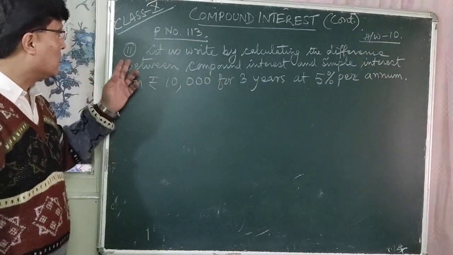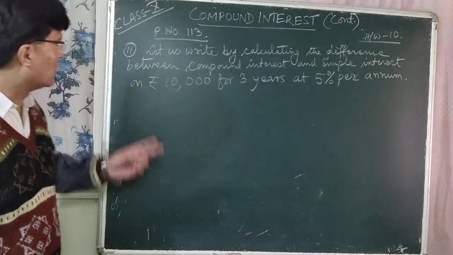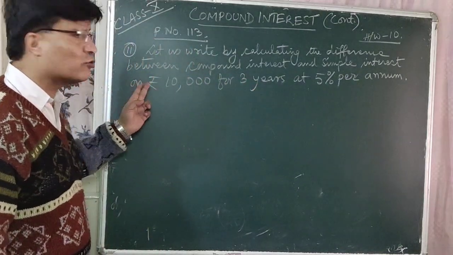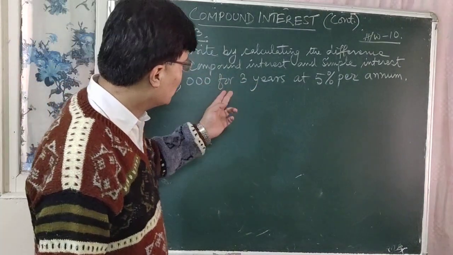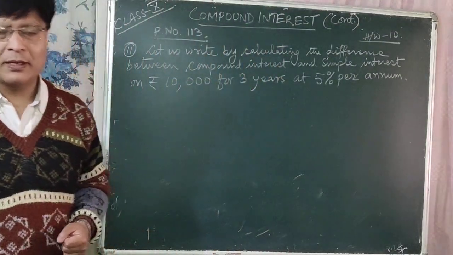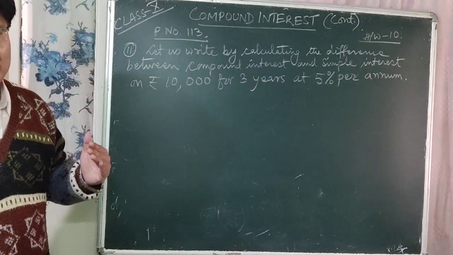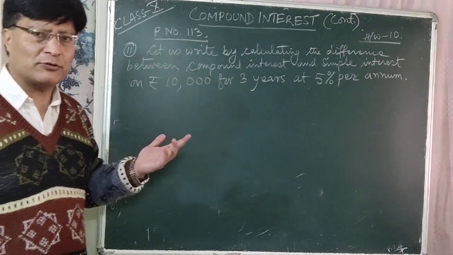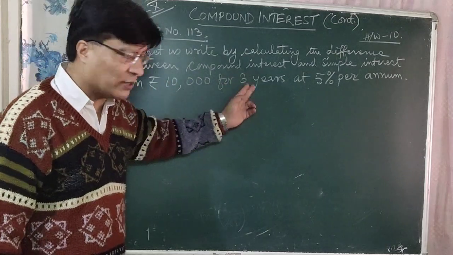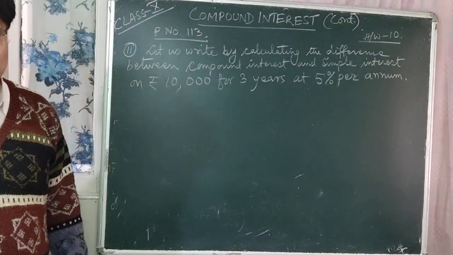Now question number 11 is, let us write by calculating the difference between the compound interest and the simple interest on rupees 10,000 for 3 years at 5% per annum. In this problem, you have to find out the compound interest and the simple interest on rupees 10,000 for how many years? 3 years at 5% compound interest per annum.